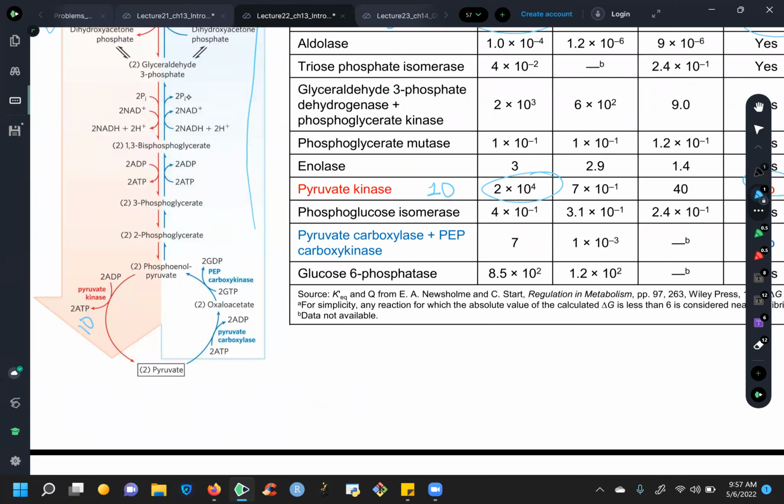Okay, my pen is just not working anymore. I think with the Zoom, it just slows everything down, but okay, it's fine. So to overcome pyruvate kinase, you need 2 enzymes. You need pyruvate carboxylase and you need PEP carboxykinase, okay?